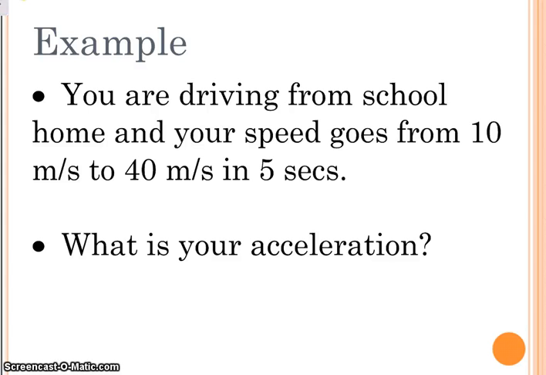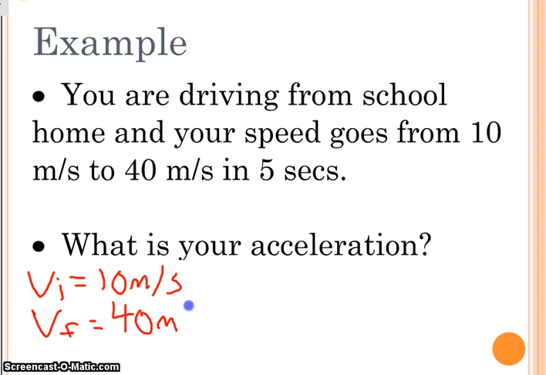The example problem says you are driving from school home and your speed goes from 10 meters per second to 40 meters per second in 5 seconds. So you guys know the first thing we always do is write out what was given to us in the problem. So speed goes from 10 meters per second to 40 meters per second. We have an initial velocity there, which was 10 meters per second. We have a final velocity, which was 40 meters per second. And we have a time, which was 5 seconds.